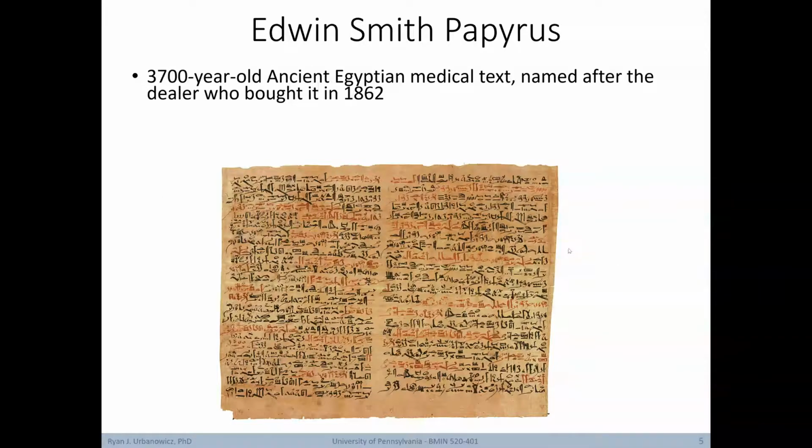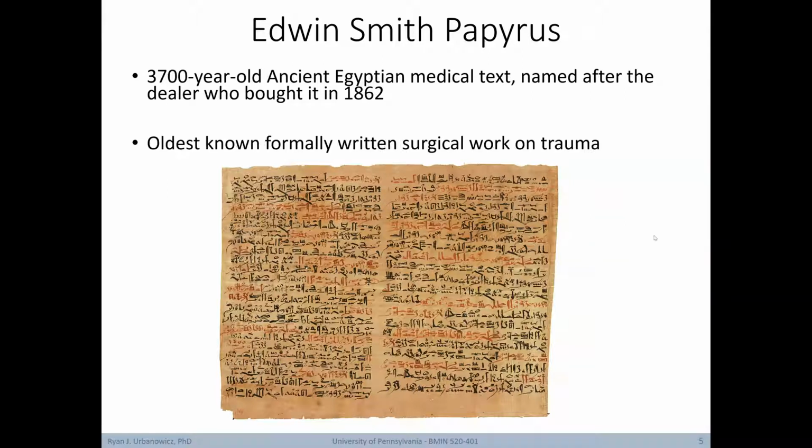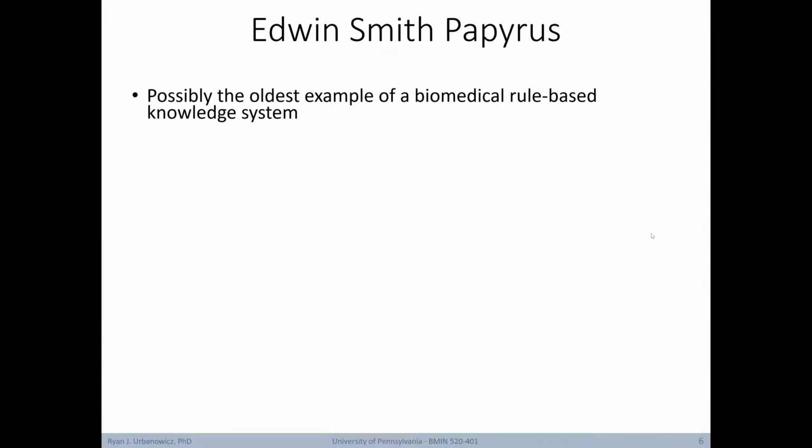To throw in a little bit of ancient history, there's a 3,700-year-old ancient Egyptian medical text called the Edwin Smith Papyrus, which was named after the dealer who bought it in 1862. This document offers the oldest known formally written surgical work on trauma. It also happens to be possibly the oldest example of a biomedical, rule-based knowledge system out there.